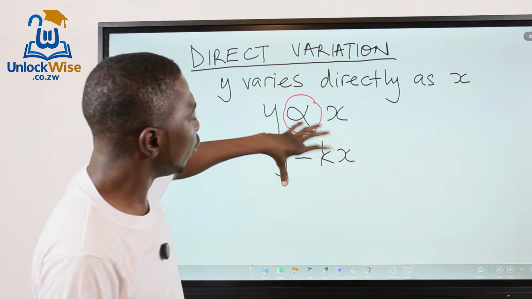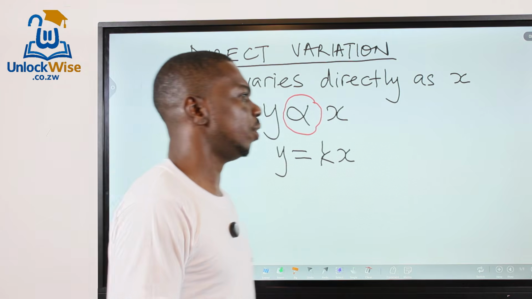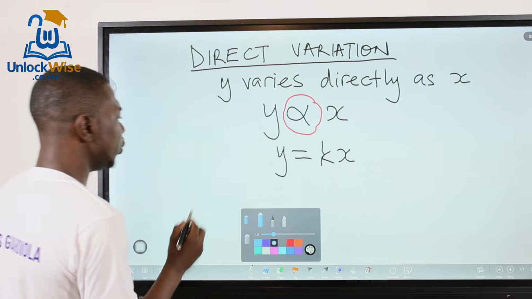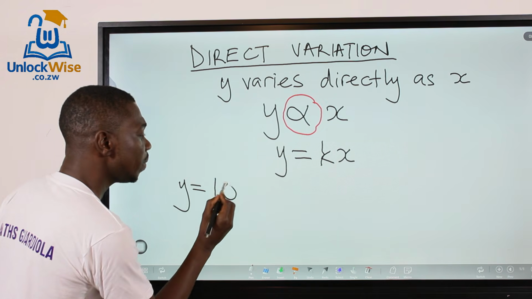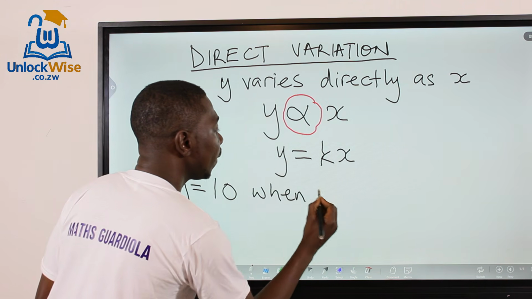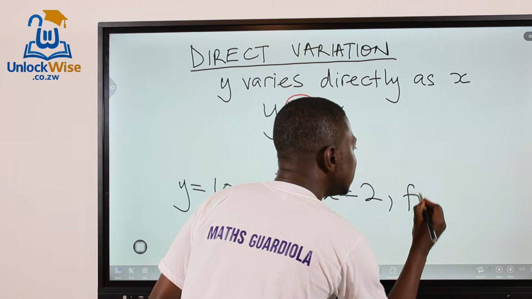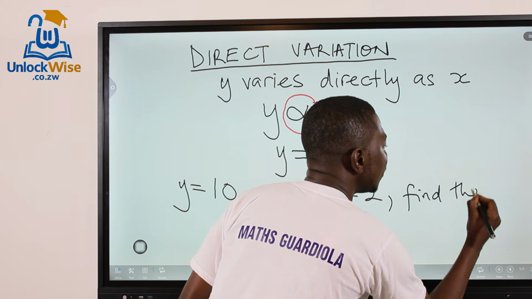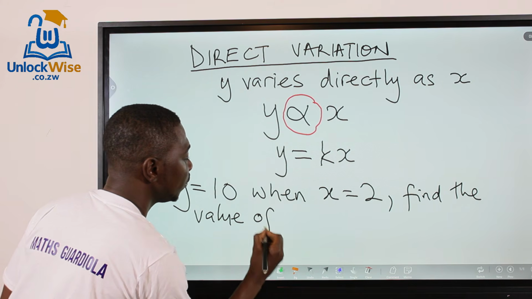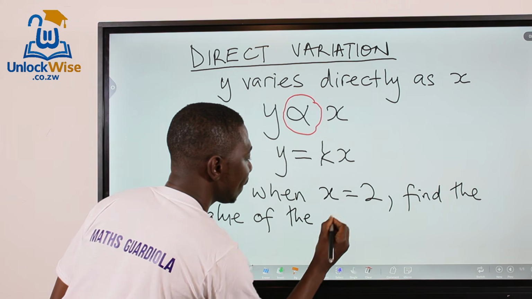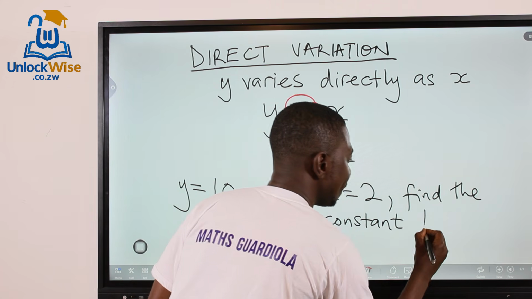Now, after you have done this, you can be asked to find the value of k. You can be asked: y is equal to 10 when x is equal to 2, find the value of the constant k.